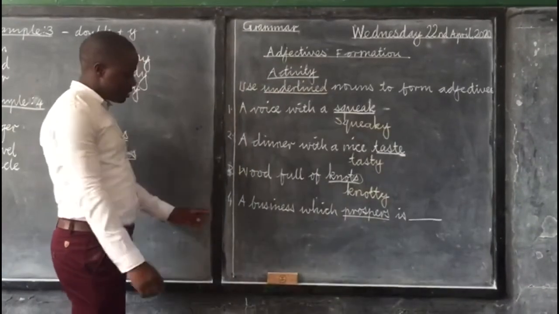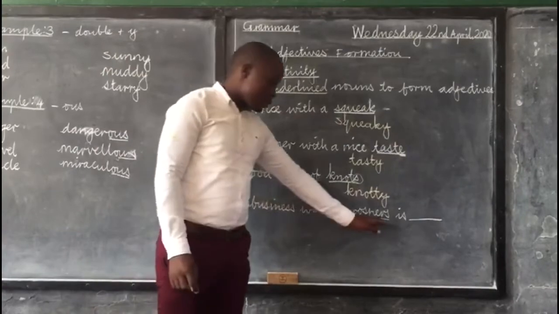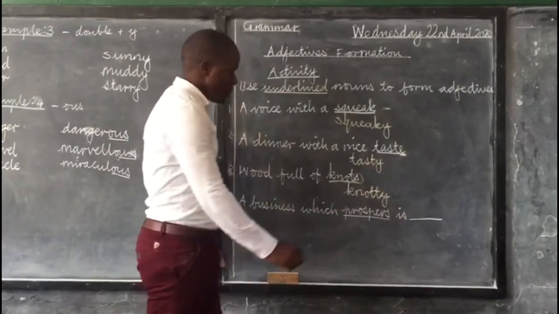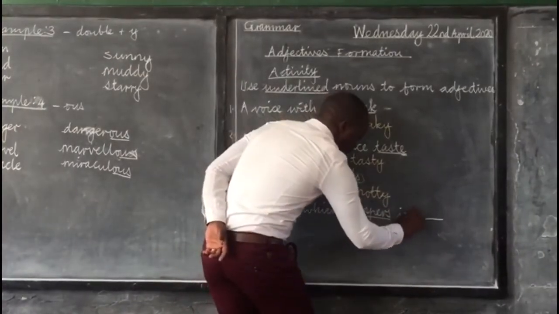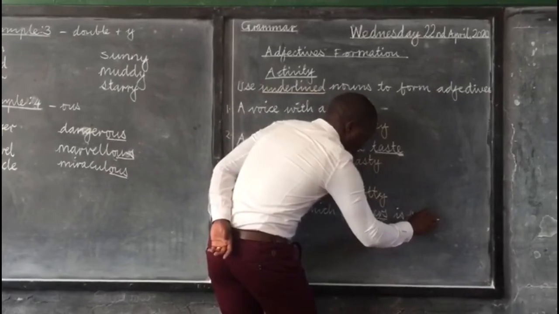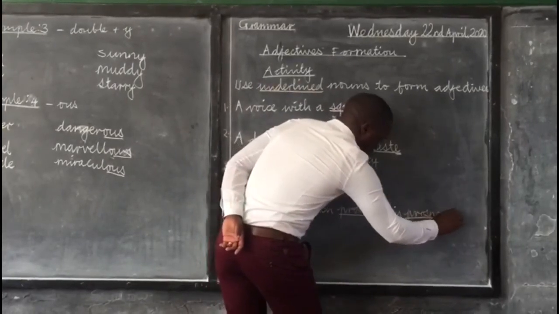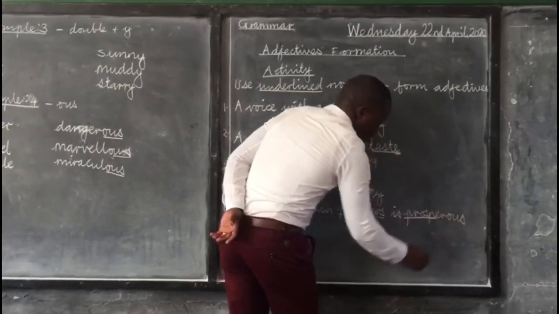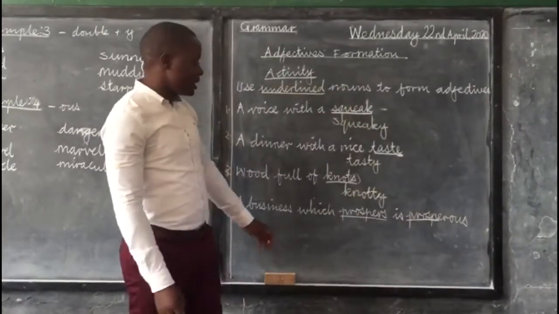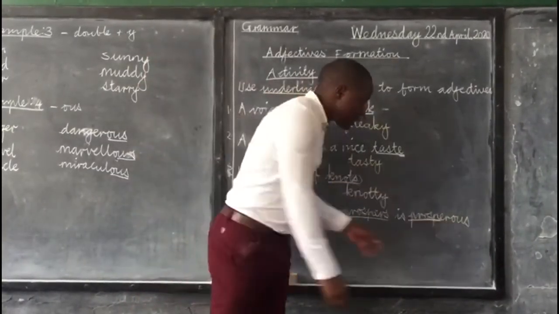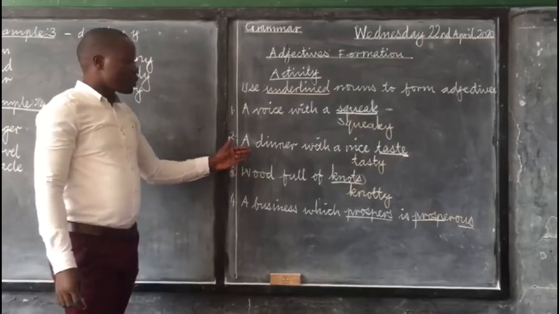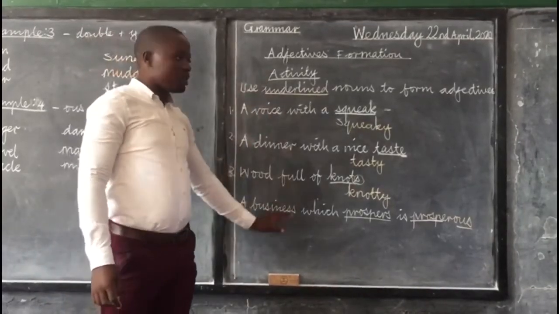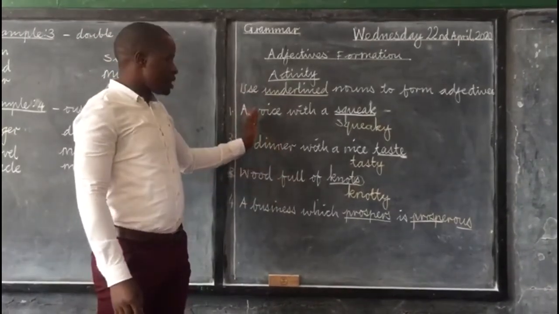Then the last one says, a business which prospers. So this one will come out as a prosperous business. Now for us to make prosperous, we are simply adding OUS. So this is what we should follow each time we are given questions on how to change nouns into adjectives.